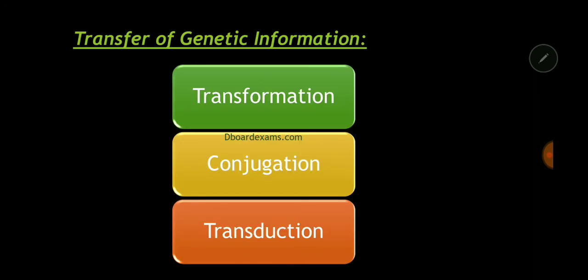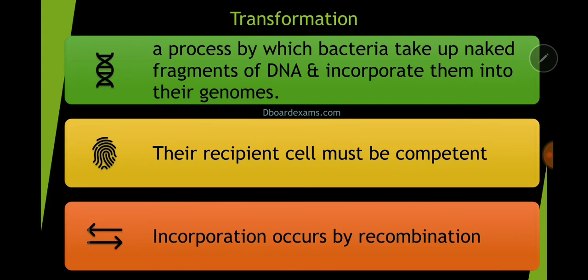Okay, so the genetic transfer of information, we have three types: transformation, conjugation, which is bacterial sex, and then transduction. Let's discuss each individually. So, what is transformation? Transformation is a process by which bacteria take up naked fragments of DNA. It can be in any environment.